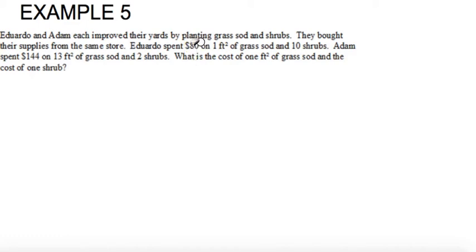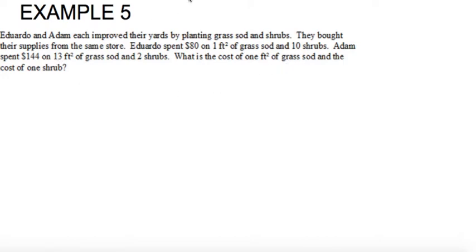Oh, let's not highlight yet. Let's just read. So Eduardo spent $80 on one square foot of grass, sod, and 10 shrubs. Adam spent $144 on 13 square feet of grass, sod, and 2 shrubs. What is the cost of 1 square foot of grass, sod, and the cost of 1 shrub?